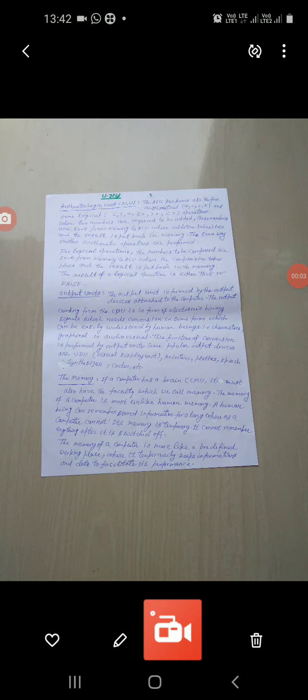Hello, we were discussing in the previous lecture about the CPU, Central Processing Unit. Now we will discuss the Arithmetic Logic Unit. What is the Arithmetic Logic Unit?